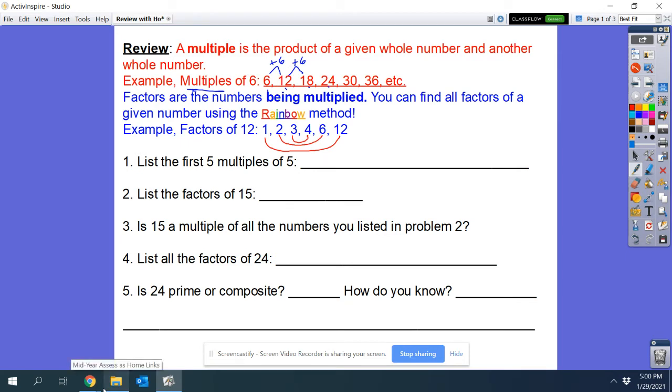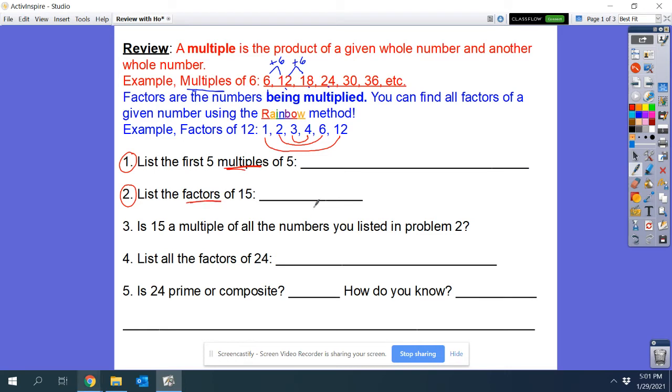So let's practice this. Once we practice it together, you're going to get a chance to practice these same skills, the same vocabulary, on HomeLink number 3 for the mid-year assessment. It says list the first 5 multiples of 5 and then list the factors of 15. I want you to pause the video and try problems 1 and 2 on your own. Play back when you're ready to hear the answers, and make sure you pay attention to the vocab.